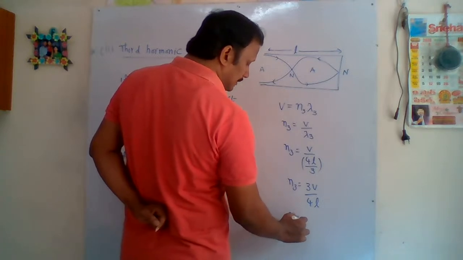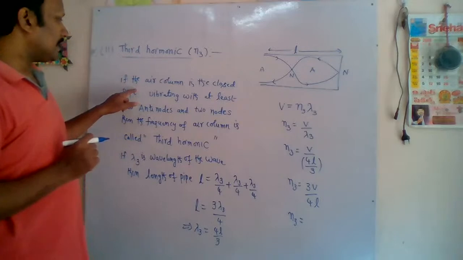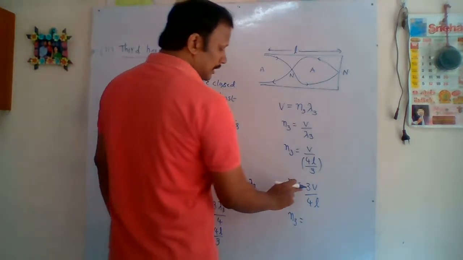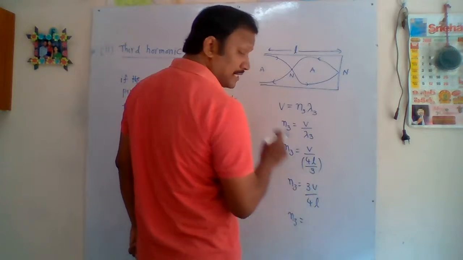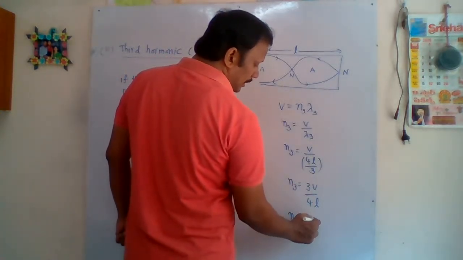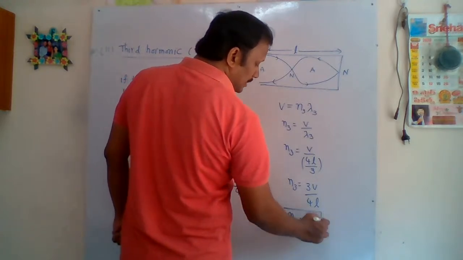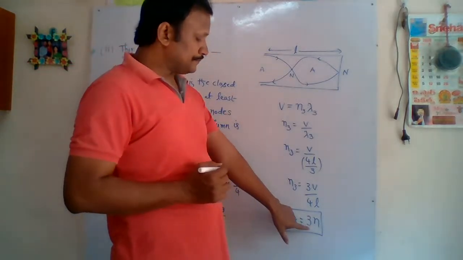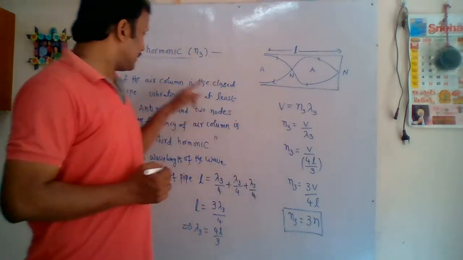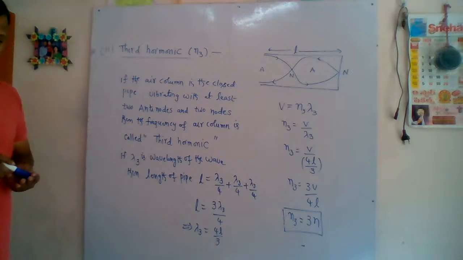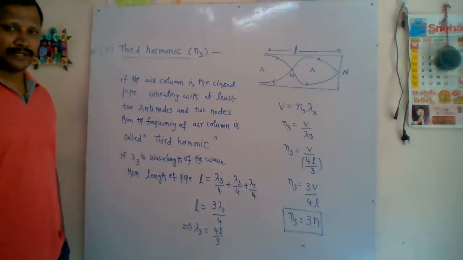N3 means what here? Third harmonic. Third harmonic means the air column in the closed pipe is vibrating with at least 2 antinodes and 2 nodes. Okay? So N3 is equal to 3 into V by 4L, but V by 4L is nothing but the fundamental frequency. So N3 is equal to 3 into N. Fundamental frequency N, third harmonic 3N. Here we get 3, that's why this is known as the third harmonic. That's simple. Fundamental frequency N is equal to V by 4L, but the third harmonic N3 is equal to 3V by 4L, that is equal to 3N.